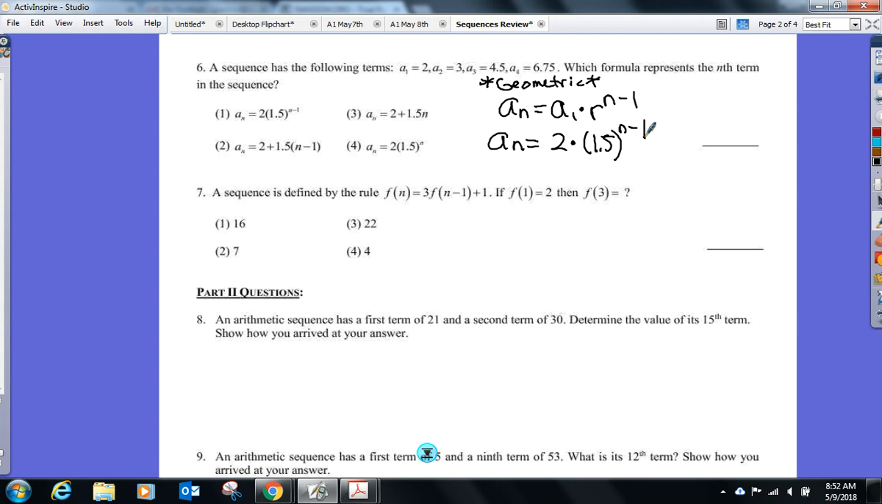Any issues on how Tom got 1.5? He took a term divided by the previous, once you find out it's geometric.